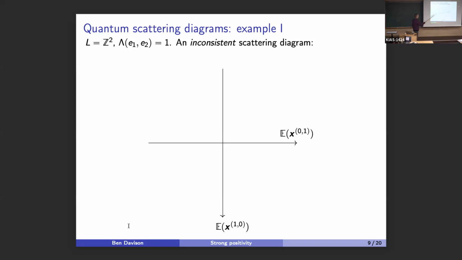Okay, so this is what's called an inconsistent scattering diagram. And what's inconsistent about it is if I start here and I want to end up here, we've got essentially 2 ways of doing it. I can track around this way or I can track around this way.